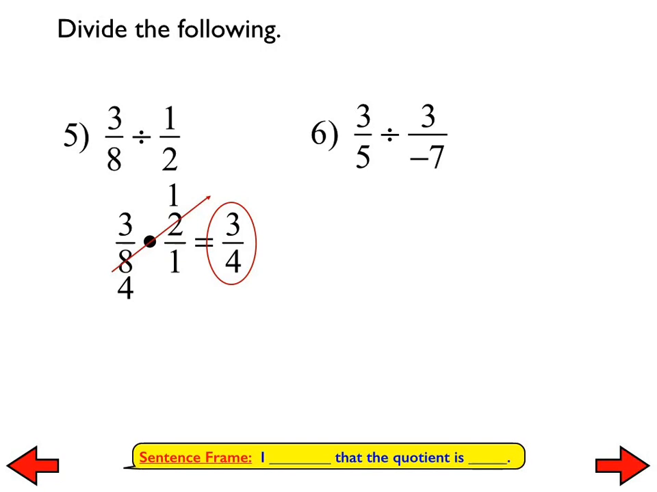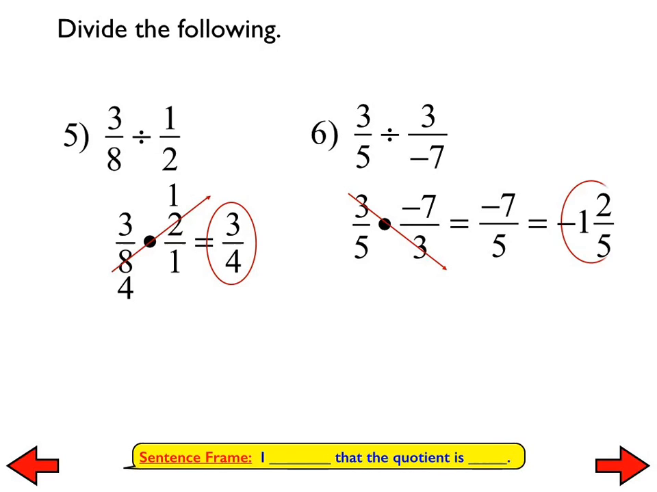All right, number 6. I can tell just by looking at the original problem that the quotient should be negative because I have a positive divided by a negative. And in my opinion, you should deal with that before you even start the process of doing anything else. It's always a shame when you miss a product or a quotient just because of a sign. You should not be missing the sign. So, I turn it into a multiplication problem. I cross-divide where I can. I end up with -7/5, which is improper, but that as a mixed number is -1 2/5.